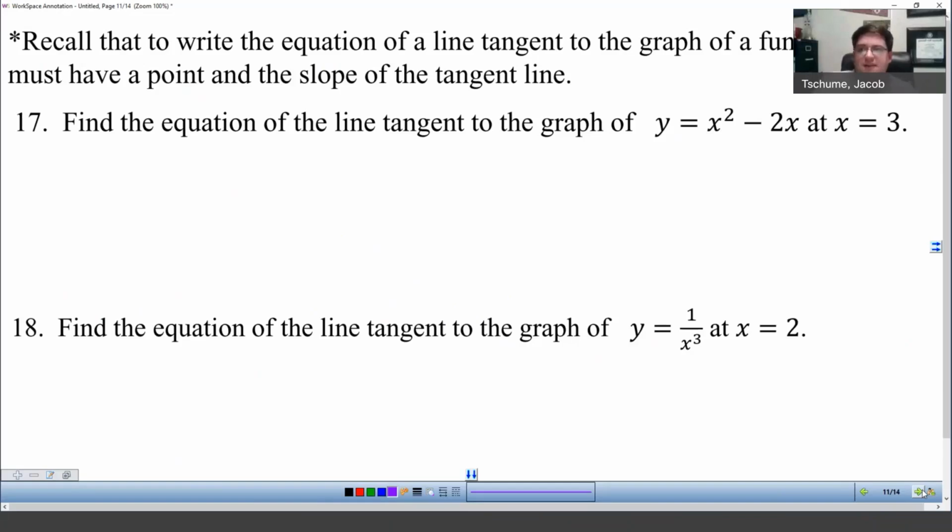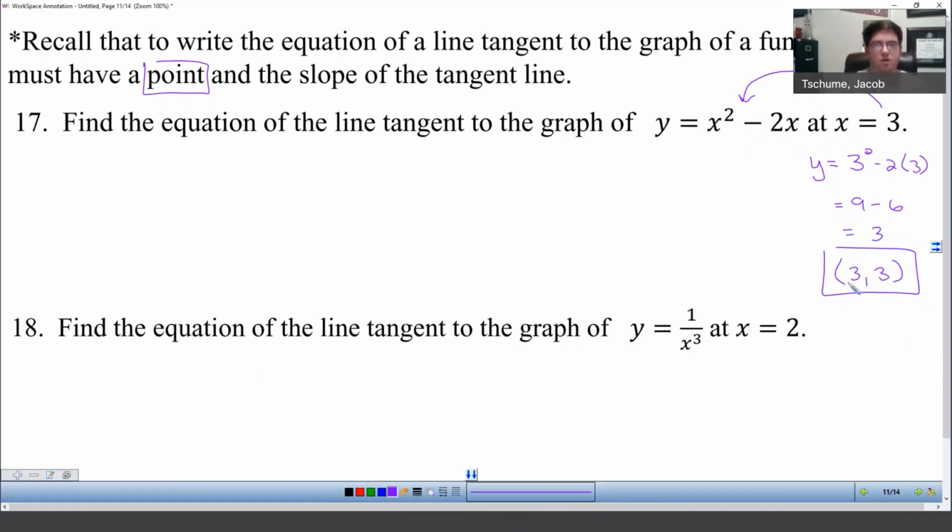Number 17 says, find the equation of the line tangent to the graph of y equals x squared minus 2x at the point x equals 3. Now, the first issue I notice is that we need a point, but I only gave you the x value here. So to find the y value, you need to plug 3 into the original function. That would be 3 squared minus 2 times 3, which is 9 minus 6, which ends up being 3. Since our x is 3 and our y is 3, the point we're going to use is (3, 3).